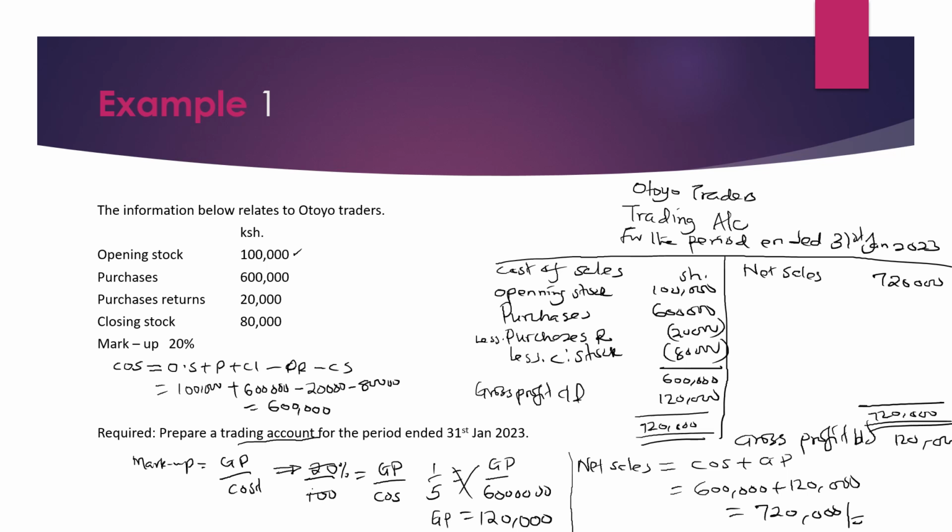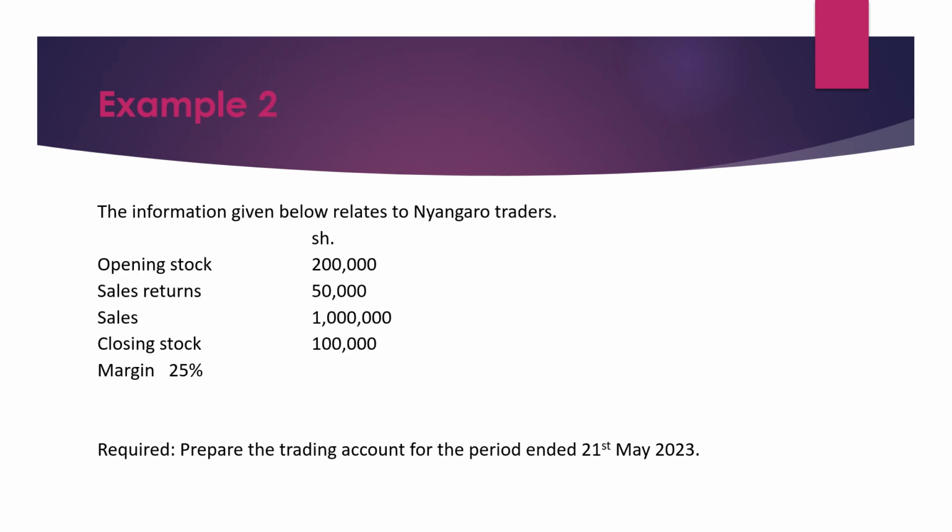We cannot do this without getting the net sales and the gross profit, and that is why they provided us with a markup. Now, let's proceed and look at an example, where they give us the margin. The following information relates to Nyangaro Traders. We have the opening stock here. We have sales returns. We have sales. We have the closing stock and the margin. Now, from here, we can get the net sales.